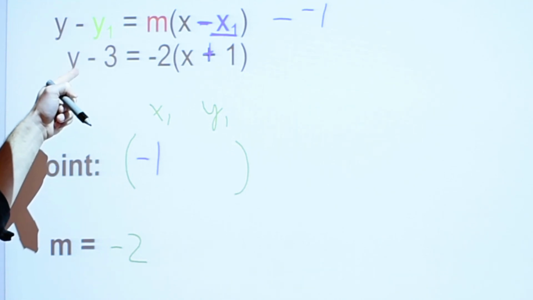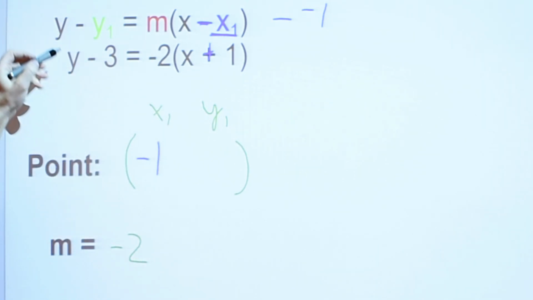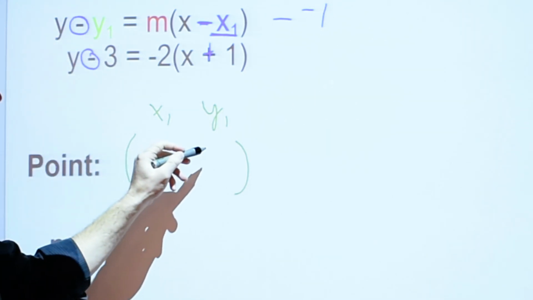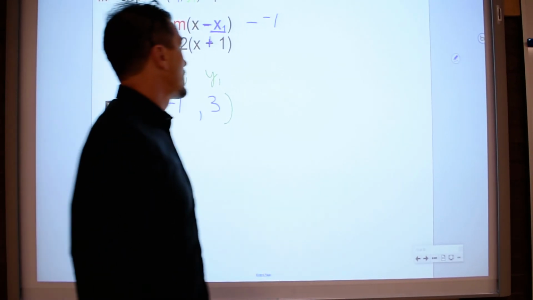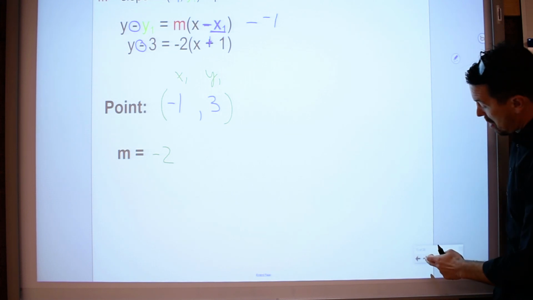And then my y1, I look over here, I say y minus, I see a 3, so it must have just been a 3 because that's how it turned into a minus. And again, you can verify by substituting back in, and you can try that, but I'm telling you that's the way to go.